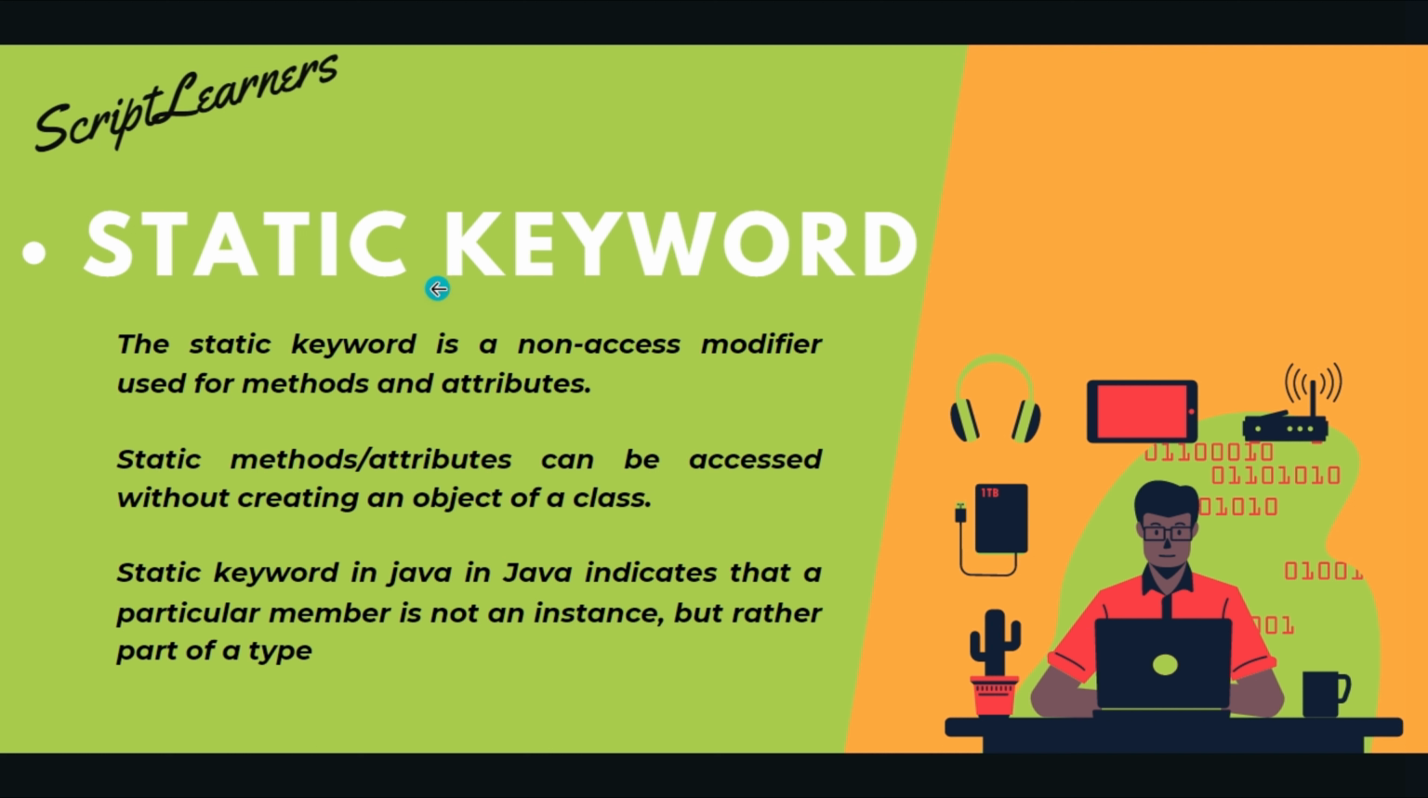Actually, the Java virtual machine calls the main method. Here we made it static because JVM can call it directly without creating the object. That's why we create the main method as static. So hope you understood what the static keyword actually means.